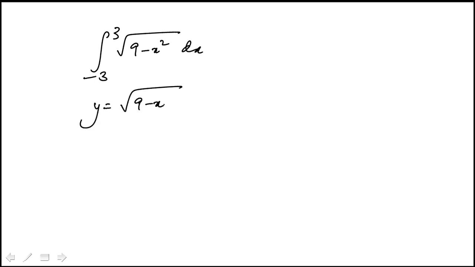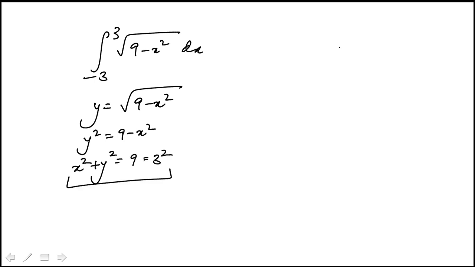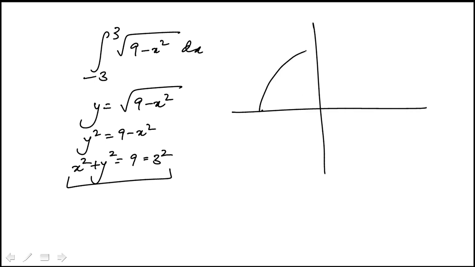So the key thing to recognize in this integration is that the function given to us is the equation of a circle. To recognize that, if I square this and move the x squared term to the other side, this is x squared plus y squared equal to 3 squared. So this corresponds to the equation of a circle.